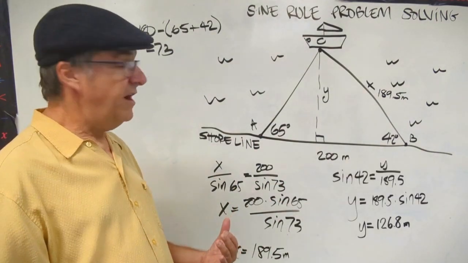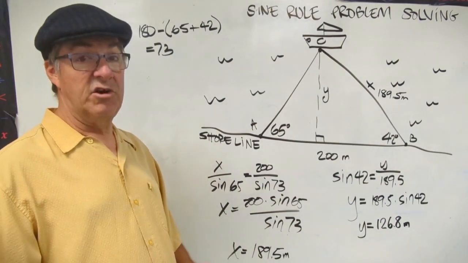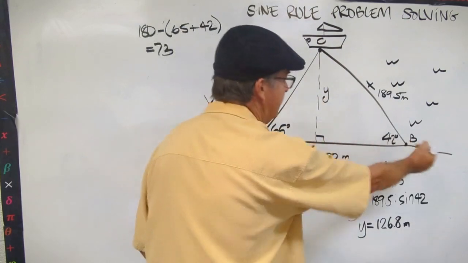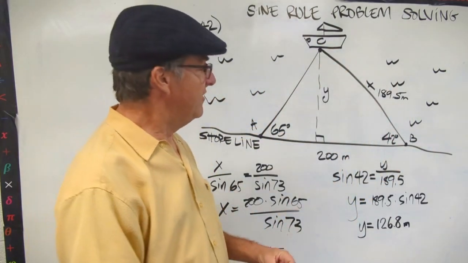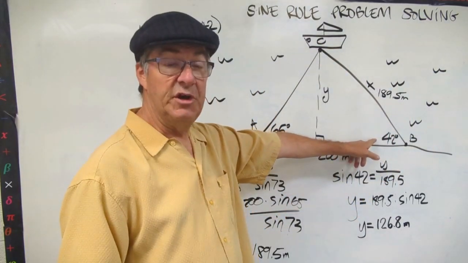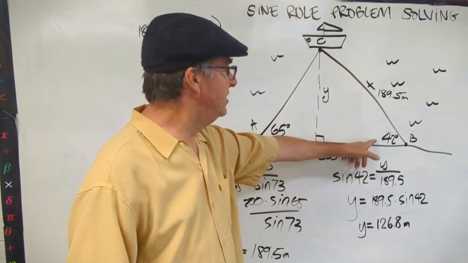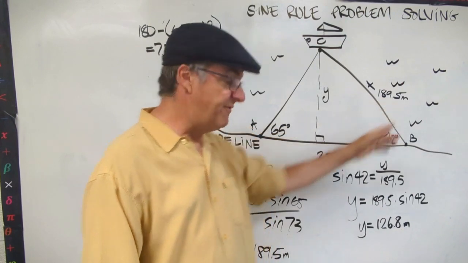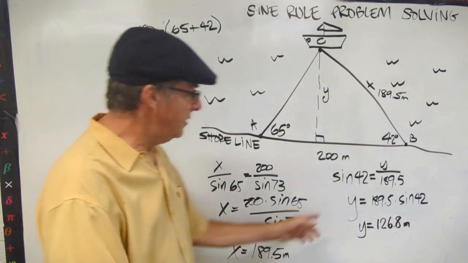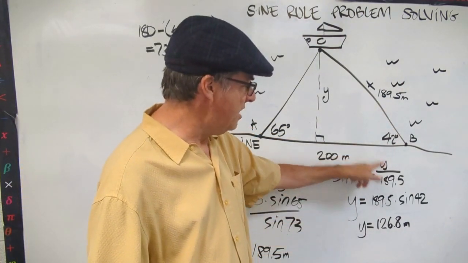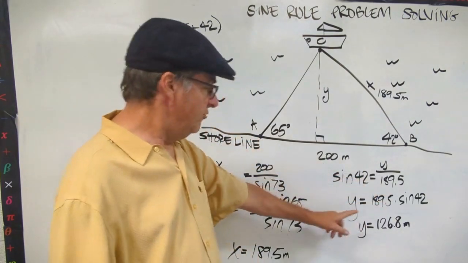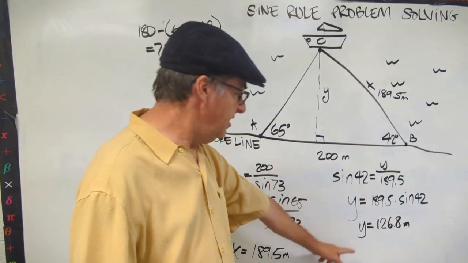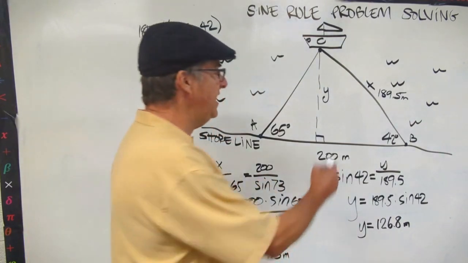All right, to find y, you just use regular old SOHCAHTOA trigonometry. I have a right triangle right in here, so I know that sine of 42 is opposite over hypotenuse. My y is the opposite, the one I'm after, and the hypotenuse is the one that I found in this step here. So I would just write sine 42 equals y over 189.5, rearrange this equation to solve for y, pull out my calculator. Now y is 126.8 meters.